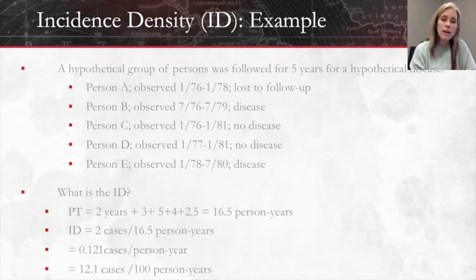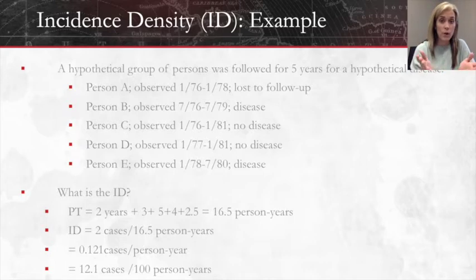So person A was in the study for 2 years, from January 76 to January 78, but they were a loss to follow up. We couldn't contact them anymore, and so they actually only contributed 2 years rather than running until January of 81. Person B actually started the study in July of 1976 and developed the disease under study in July of 79.